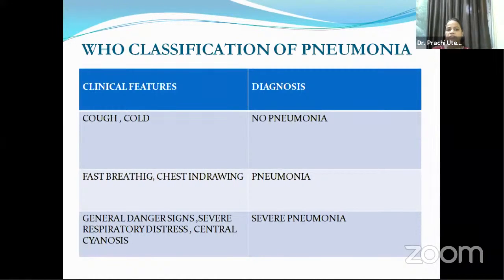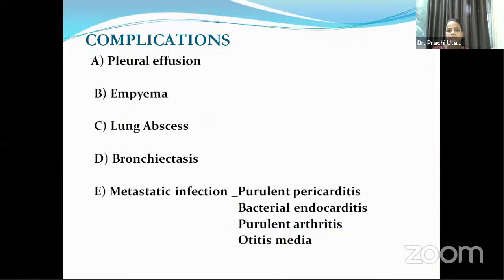So if a child is having simple cold and cough, it is no pneumonia. If a child is having fast breathing and chest indrawing along with this, it is pneumonia. And if the child is having general danger signs, like I just told you, breathlessness, dyspnea, or the signs of dehydration, so these severe respiratory distress, central cyanosis, these are considered as severe pneumonia.